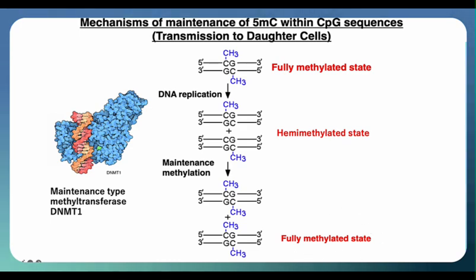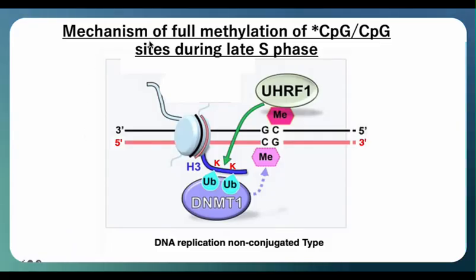In addition to such maintenance methylases, there are also methylases that introduce methylation to cytosines that have not been methylated before, and these are called de novo methyltransferases. I will explain how the maintenance methyltransferase DNMT1 fully methylates hemimethylated sites.